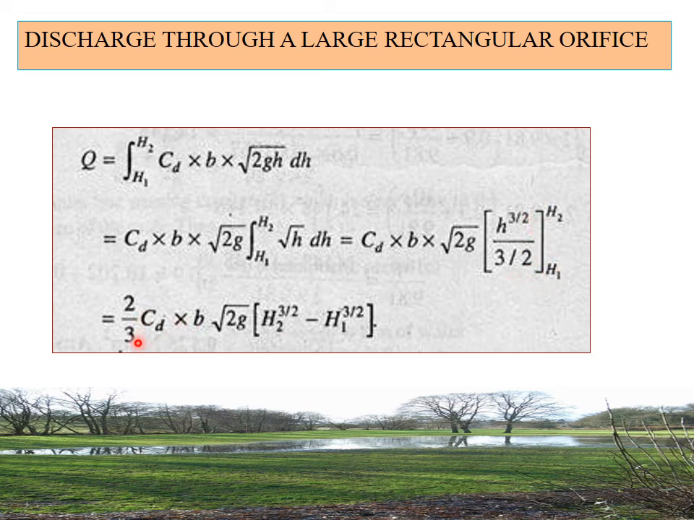So calculating, we get Q equals 2 by 3 Cd into B into square root of 2g into the quantity h2 to the power 3 by 2 minus h1 to the power 3 by 2. This is how we find the discharge through a large rectangular orifice. Thank you.